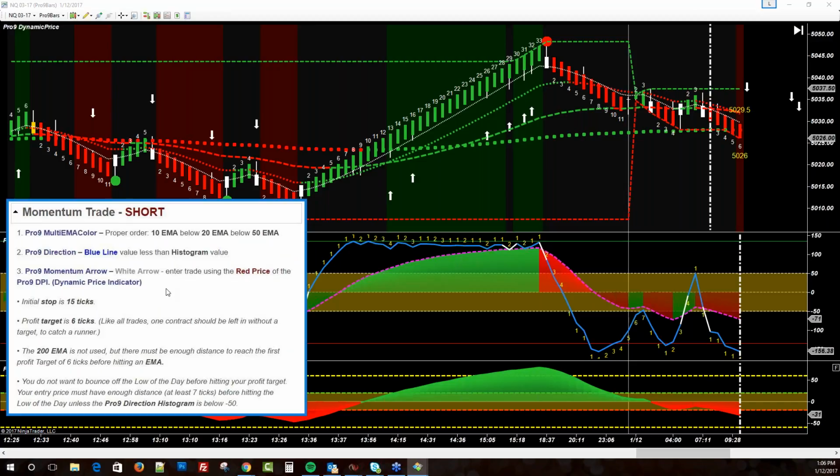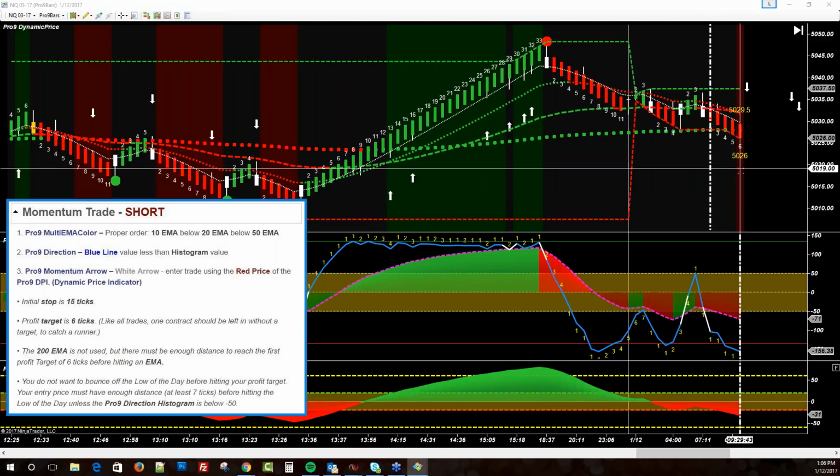Some things to look for that make it a lot easier, especially if you're brand new, is our colored EMA background. As with the recent update, this tells us if the 10, 20, and 50 EMA are in the correct order, and also that our blue line is on the correct side of the histogram. And for a short trade, we want it below the pink line.